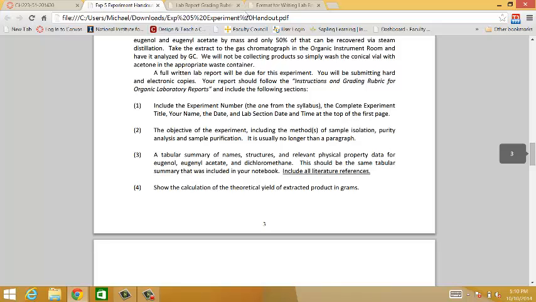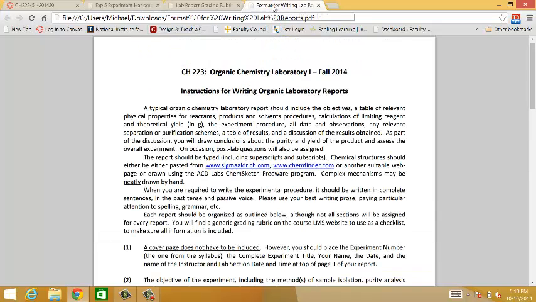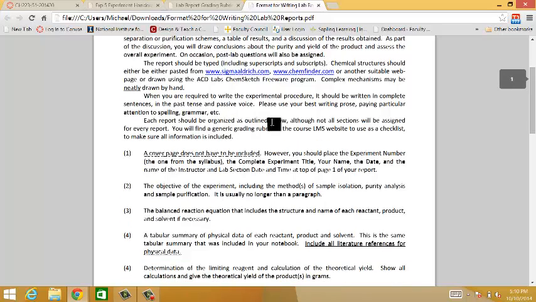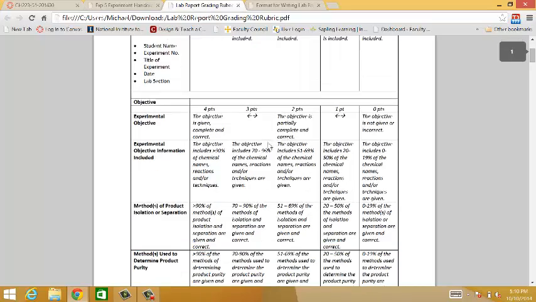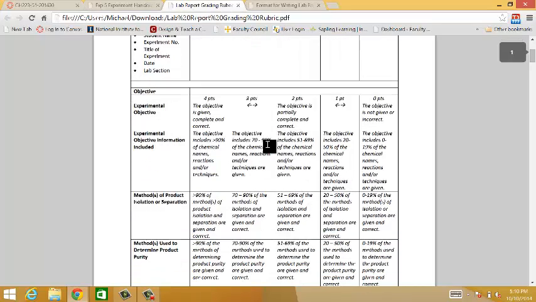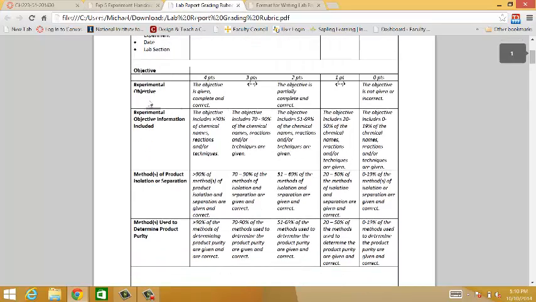Now in terms of format, the format for writing the lab report says that a cover page doesn't have to be included, but it basically says the same thing as far as the objective of the experiment. Now let's go to the lab report grading rubric, because this is what we're going to use. So here are the parts of an objective.